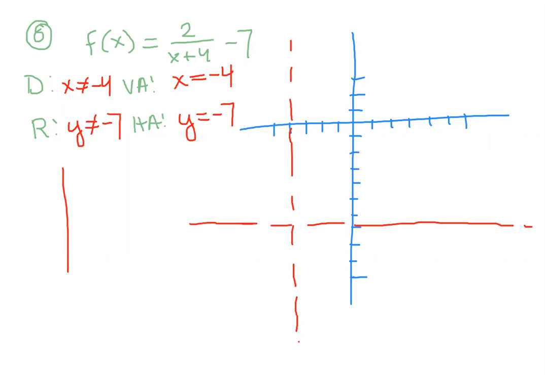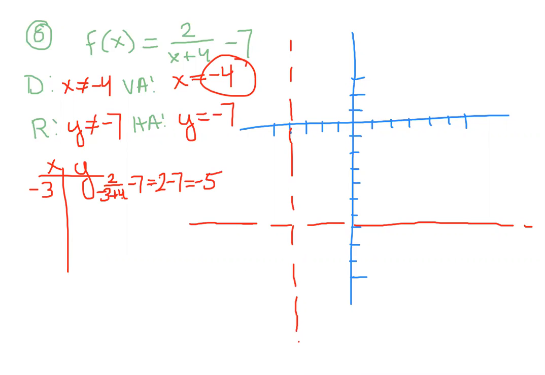If we make a chart and pick some numbers on either side of negative 4. So let's pick negative 3. And we get 2 over negative 3 plus 4 minus 7. So negative 3 plus 4 is 1. So we get 2 minus 7, which is negative 5. All right, if we pick negative 2, we get 2 over negative 2 plus 4 minus 7. Negative 2 plus 4 is 2, so 2 over 2 is 1. So we have 1 minus 7, which is negative 6.